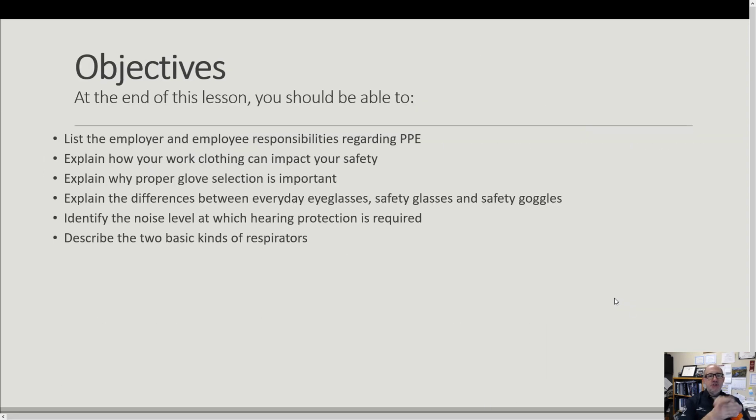So at the end of this lesson, you should be able to list the employer and employee responsibilities regarding PPE, explain how your work clothing can impact your safety, explain why proper glove selection is important, explain the differences between everyday eyeglasses, safety glasses, and safety goggles, identify the noise level at which hearing protection is required, and describe the two basic kinds of respirators.